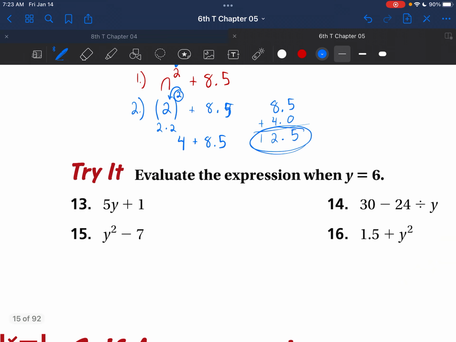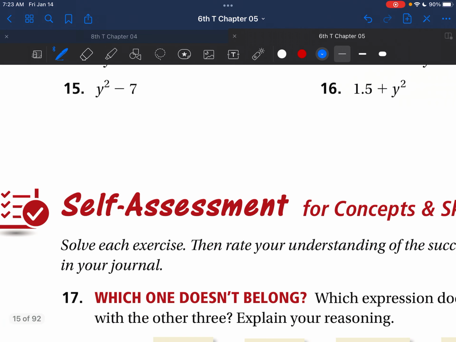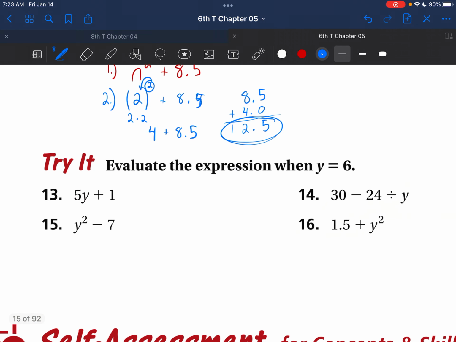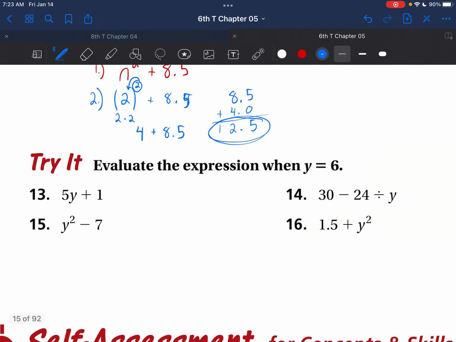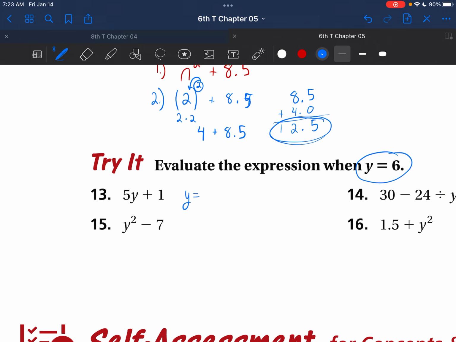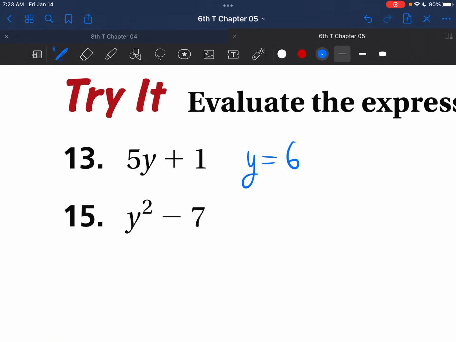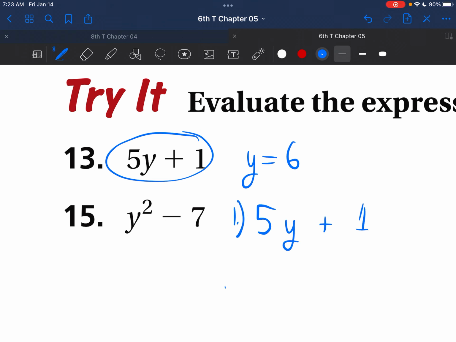All right, let's try a few more. These are the last ones, and then we are done with today's lesson, okay? So it says, all right, y is equal to 6. So when we start writing these problems, I just want you to remember to write down y is equal to 6. So let's plug this in, one right here. So we have 5y plus 1. Remember, that's step 1. Step 2, we are going to replace the y with a parenthesis. So we have 5 parenthesis 6 plus 1.